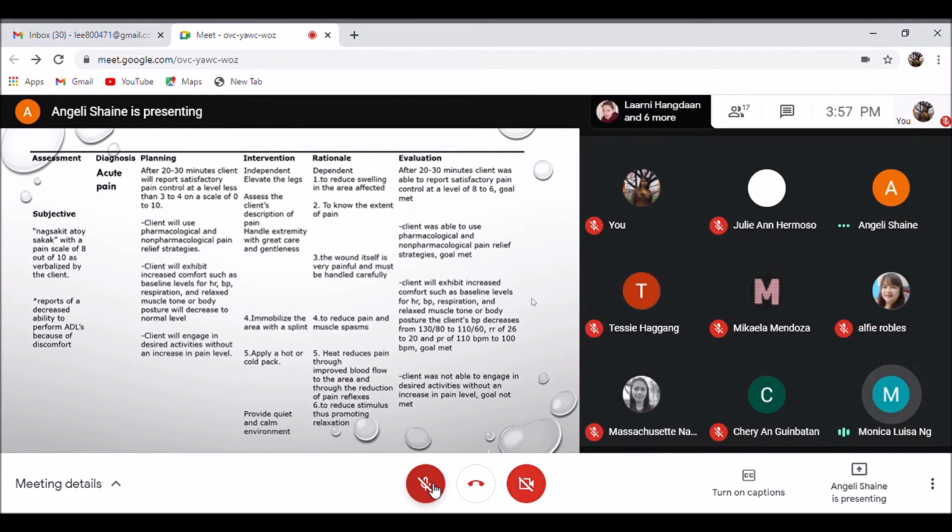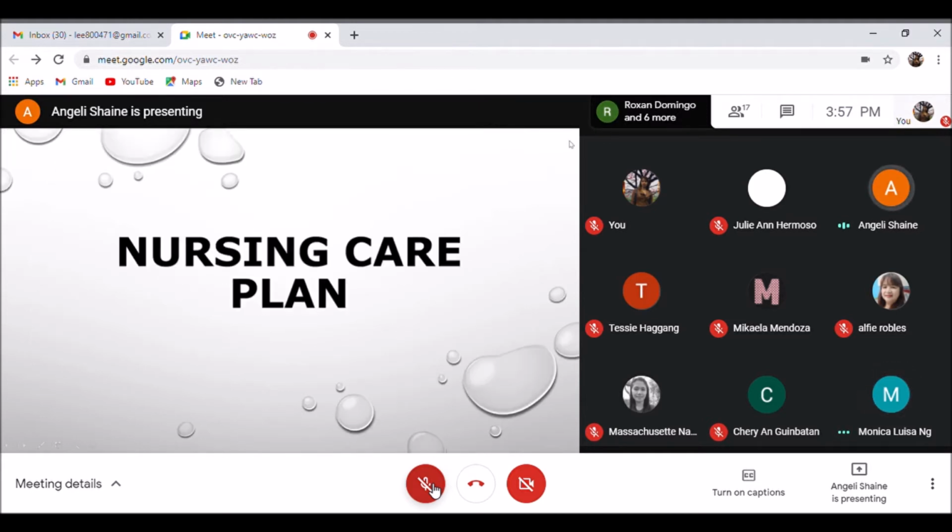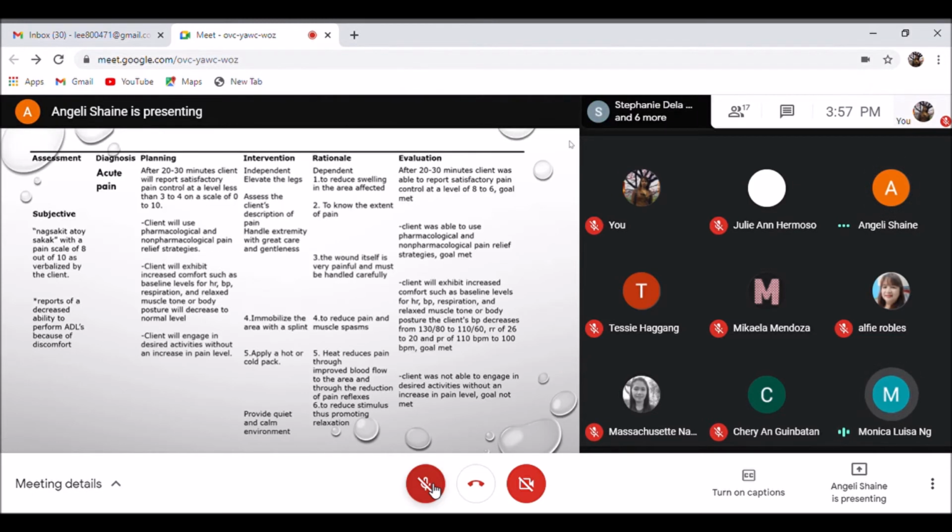Fifth, apply a hot pack. Heat reduces pain through improved blood flow to the area and through the reduction of pain reflexes. Six, quiet and calm environment to reduce stress, thus promoting relaxation.